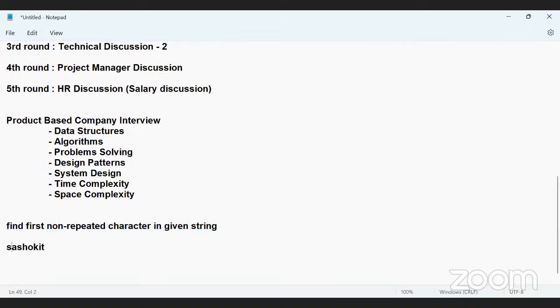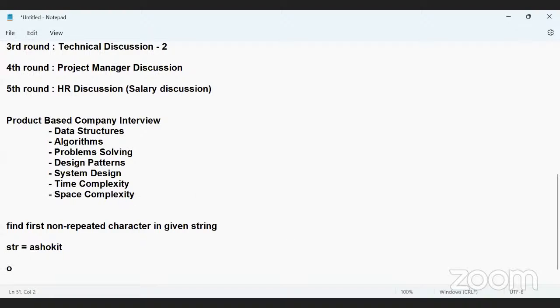So I am giving the string as str equal to Ashok IT. Find the first non-repeated character in the given string. I think there is no character which is repeated, so A is the first non-repeated character. You may write some logic for that. Whenever you write some logic for the program, they will ask you what is the time complexity, what is the space complexity in terms of big O notation.